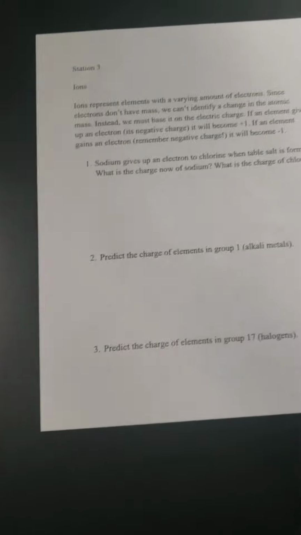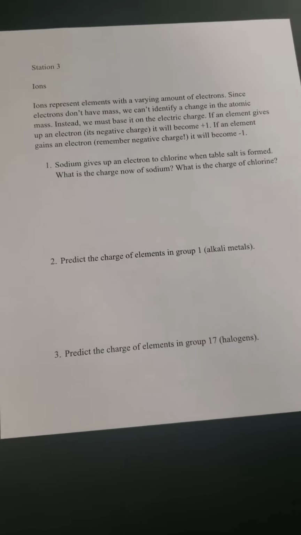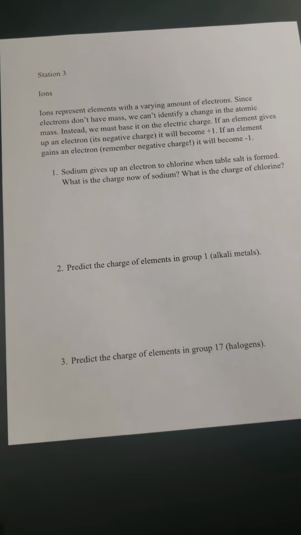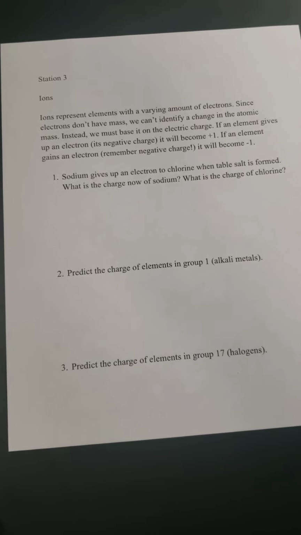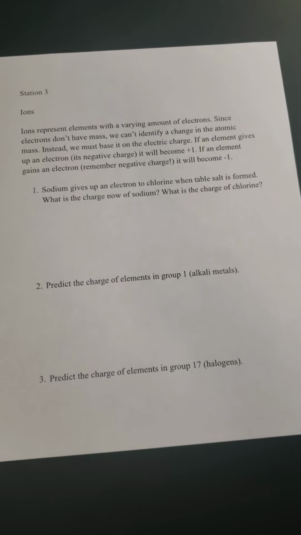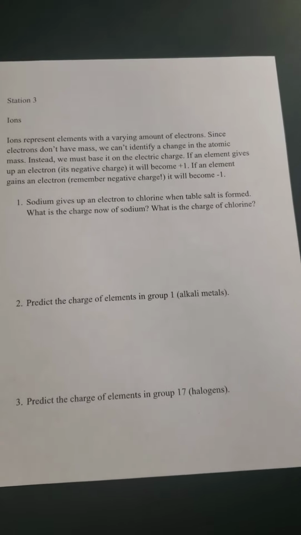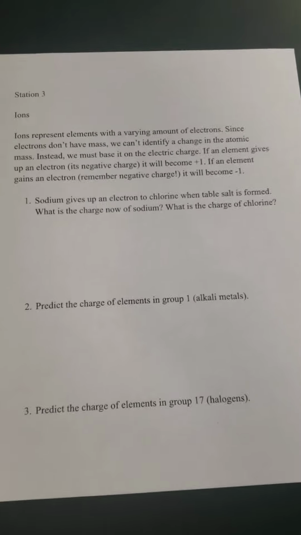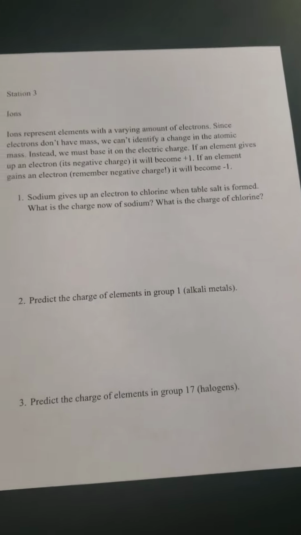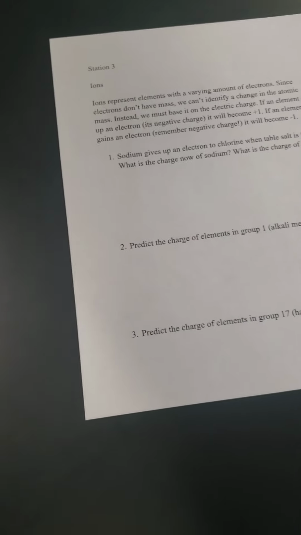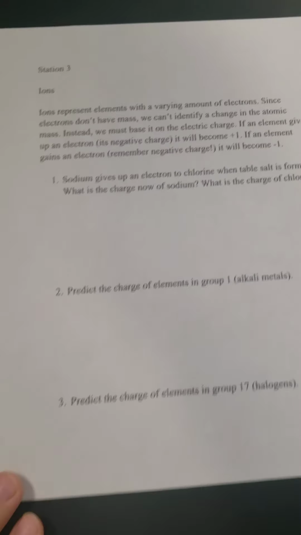Can I read through it with you? Cool. All right. I'm going to put my phone where we can see it. Ions represent elements with a varying amount of electrons. Since electrons don't have a mass, we can't identify a change in the atomic mass. Instead, we must base it on the electric charge. If an element gives up an electron, the negative charge, it will become positive. If an element gains an electron, the negative charge, it will become negative. That sort of makes sense, right? Just got to remember that the electrons are negative charges, so everything's sort of backwards.